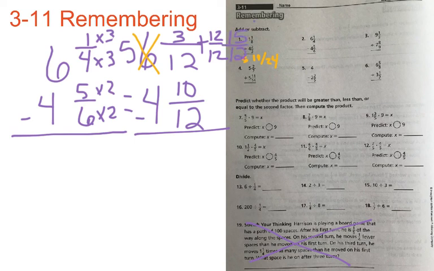So 12 plus 3 is equal to 15 over 12. And so now what I have is 15 minus 10, which is equal to 5. The denominator stays the same, which is 12. And 5 minus 4 is equal to 1. So my answer is 1 and 5/12.